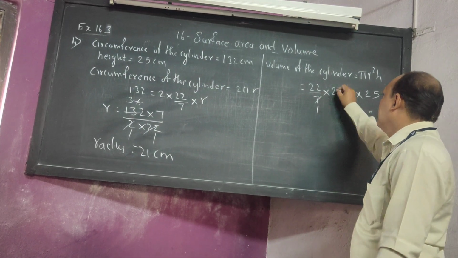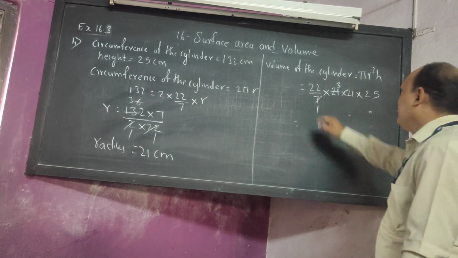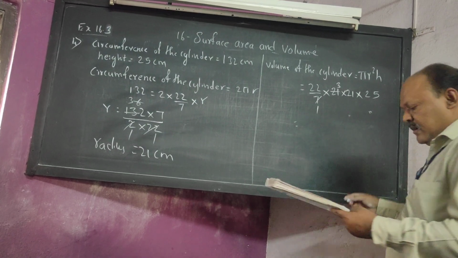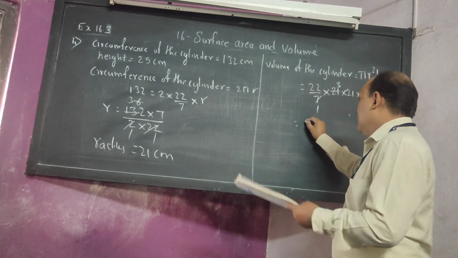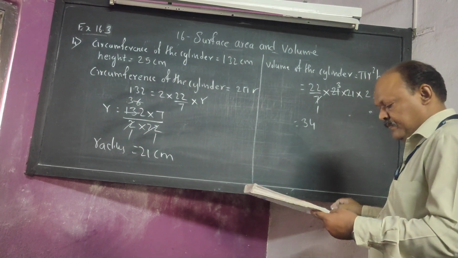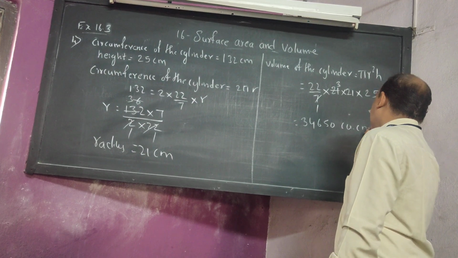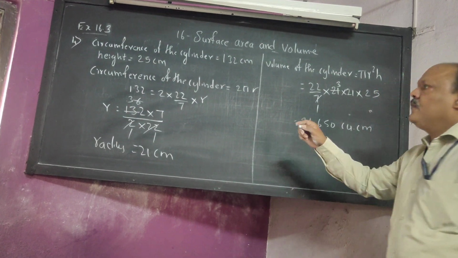7 ones are 7, 3s are. Now 22 into 3 into 21 into 25. Multiply all the terms. We'll get 34,650 cubic centimeter. I hope all of you understood this sum.